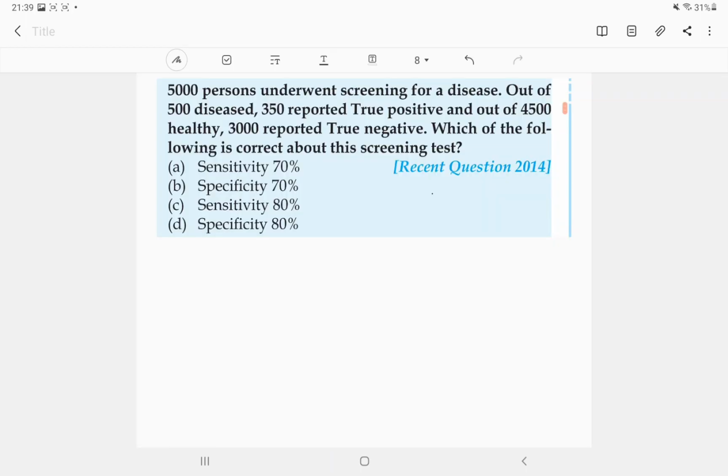So we'll try to solve this question. Here it's saying 5,000 people underwent screening for a disease. Out of 500 diseased, 350 reported true positive, and out of 4,500 healthy, 3,000 reported true negative. Okay, so let's just write down all the values.